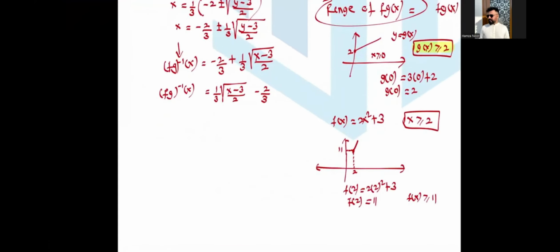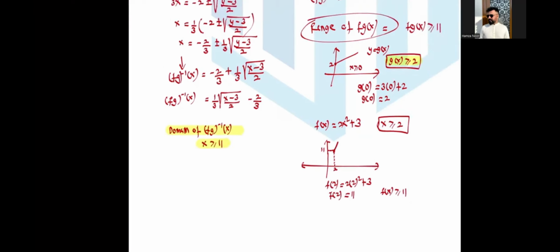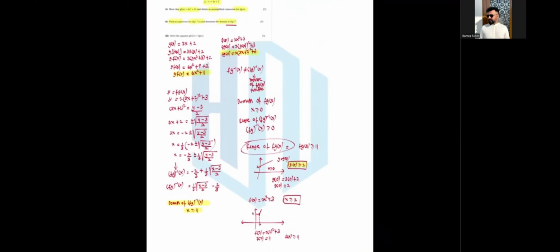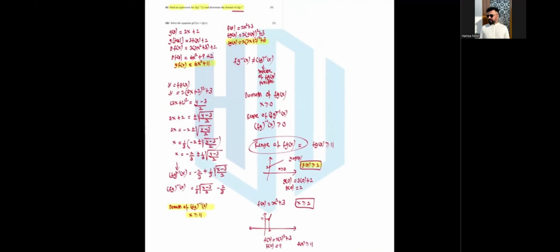So therefore, we are going to say that the domain of the inverse of the fg(x) function is x greater than or equal to 11. This is supposed to be our answer, I mean the domain of the inverse of the fg(x) function. Okay, so here we have solved part 2.